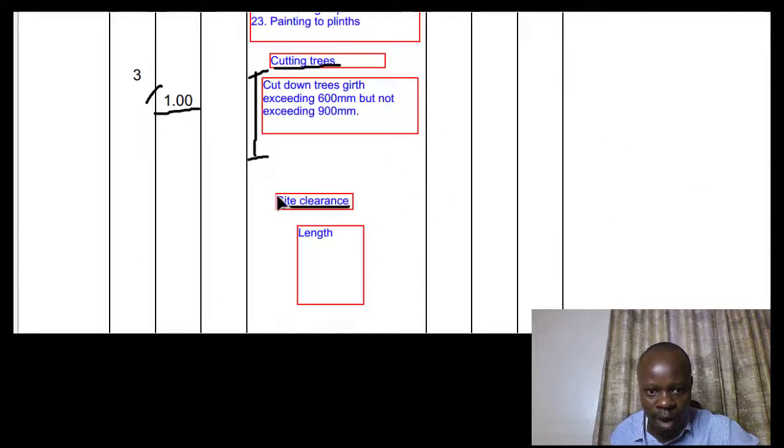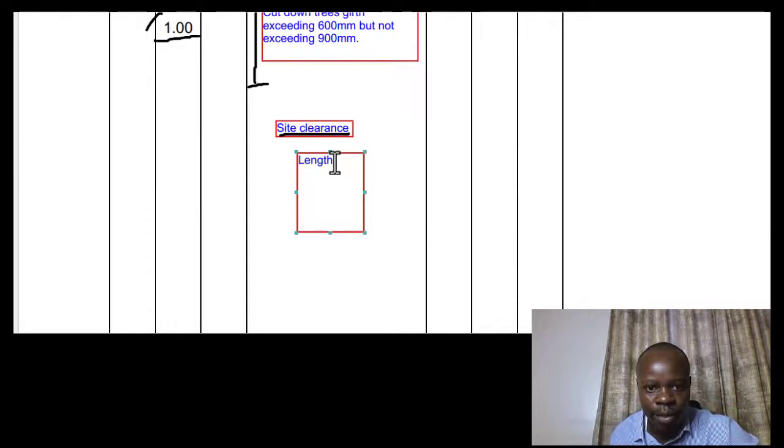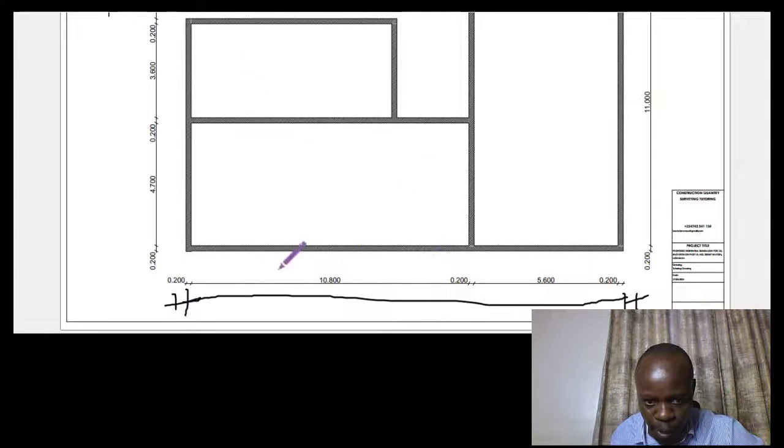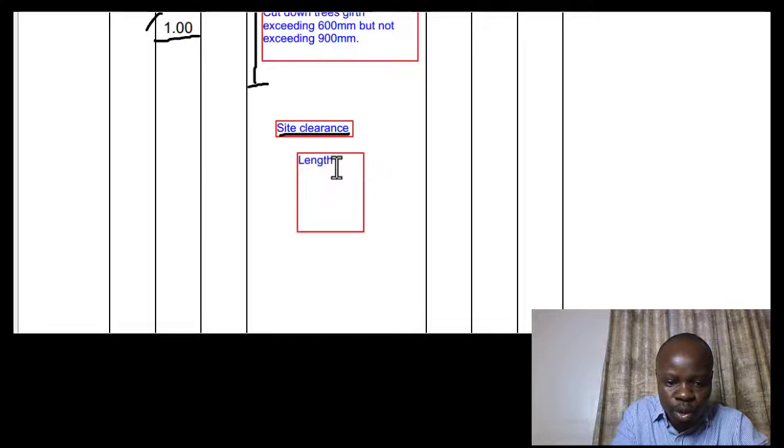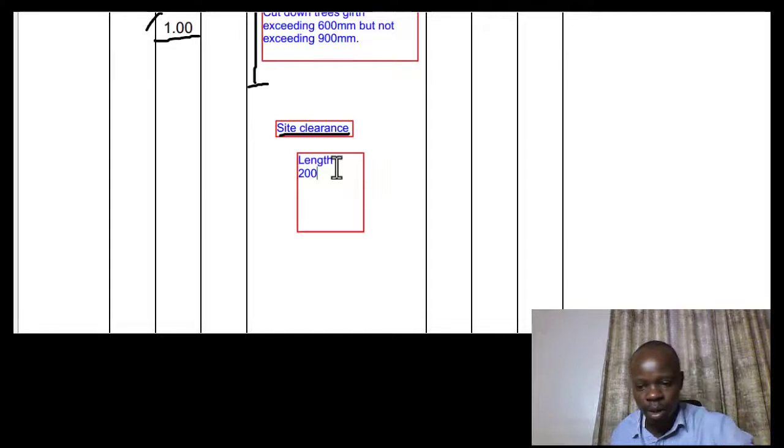So for the length, let's calculate that length and see what we have. So it's 10.8, we'll start from here, 0.2 plus 10.8. So normally when you are measuring here, you can always use millimeters. That is option 1, or you can use meters, but it's advisable that you use millimeters. That is what I recommend.